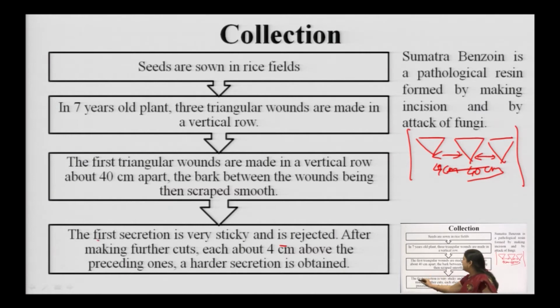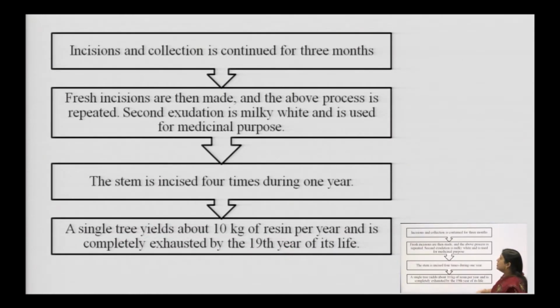However, the first secretion is not very useful, it is very sticky and it is rejected. After that we make more cuts in this particular region in between. Now, we have a 40 centimeter distance, and in between that distance we will make a few further cuts of about 4 centimeters, and from that again the secretion is produced which is harder in nature and it is of our use. So, this process we keep on repeating, we keep making incisions between these 40 centimeter triangles, and we keep on collecting the benzoin for about 3 months.